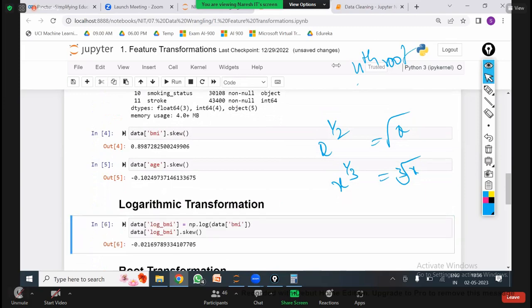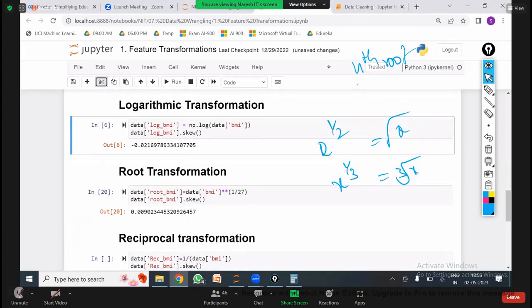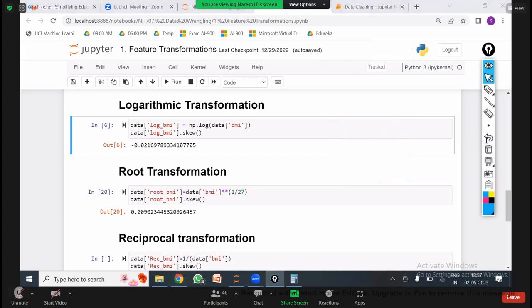So between log and nth root, can we use nth root every time? You are going to check both of them. As per your choice, you can select whichever gives the normal distribution, and that is the value we have to replace. So here we have the logarithmic transformation and the root transformation.